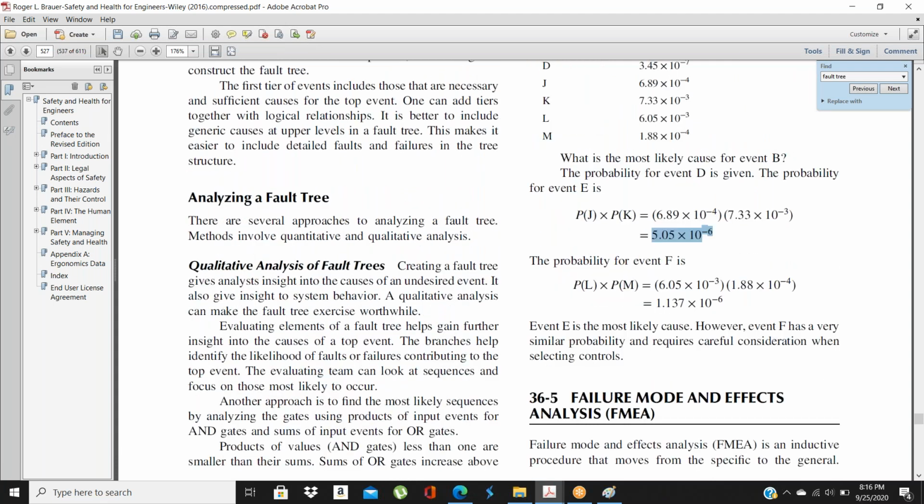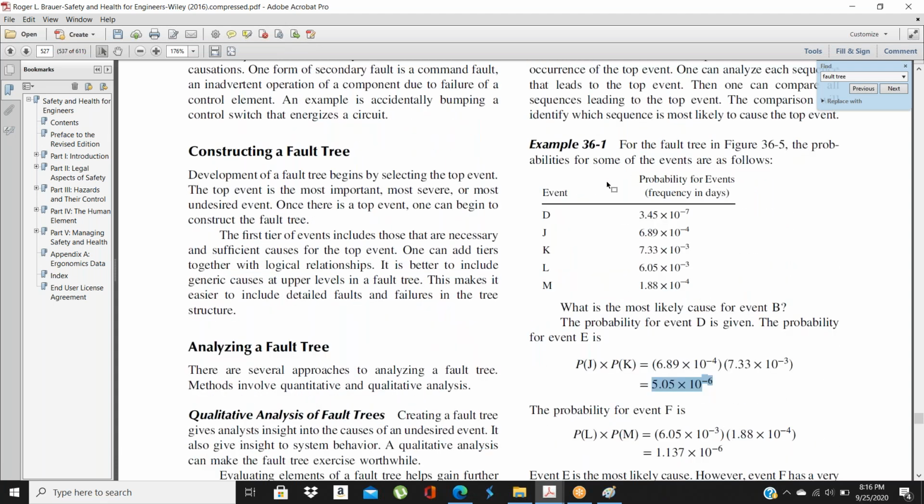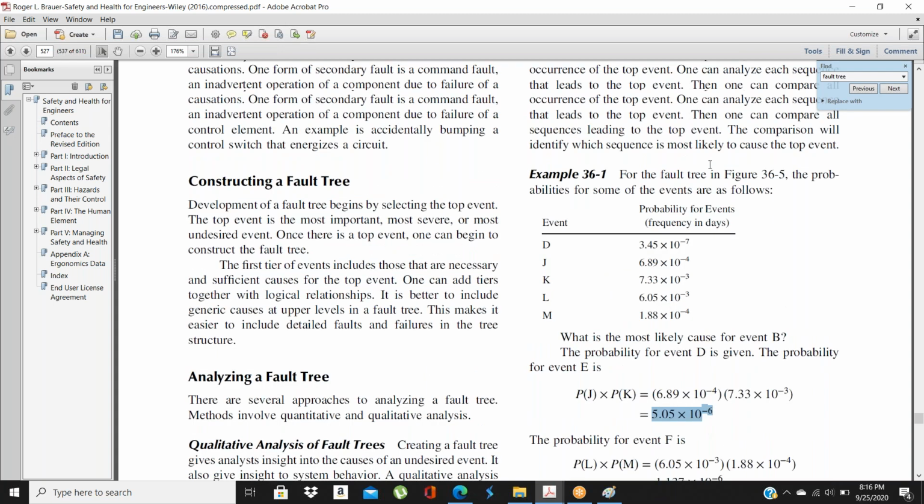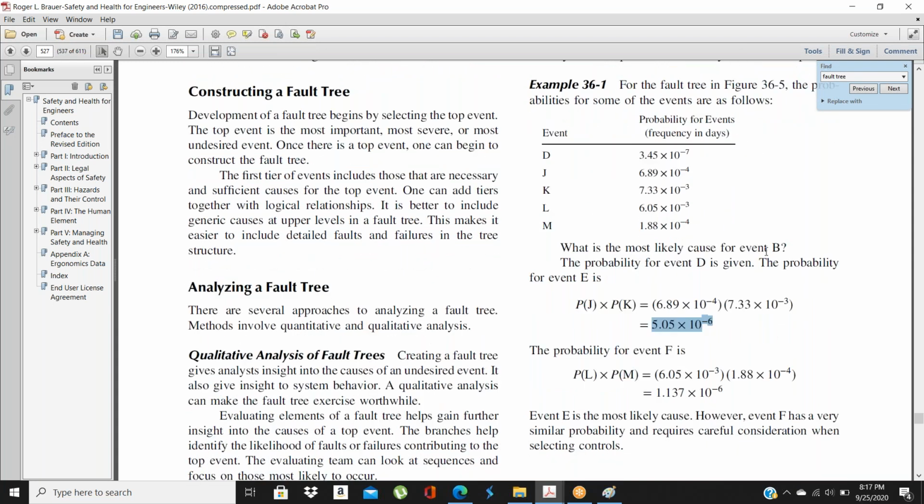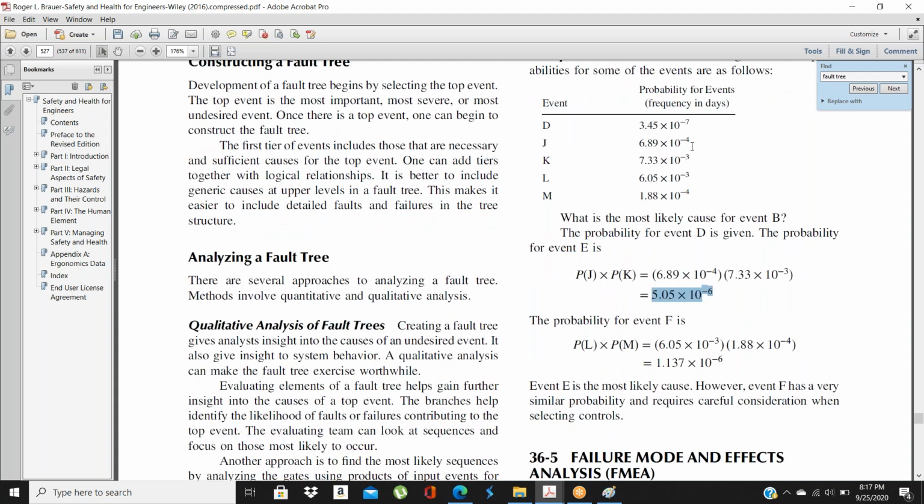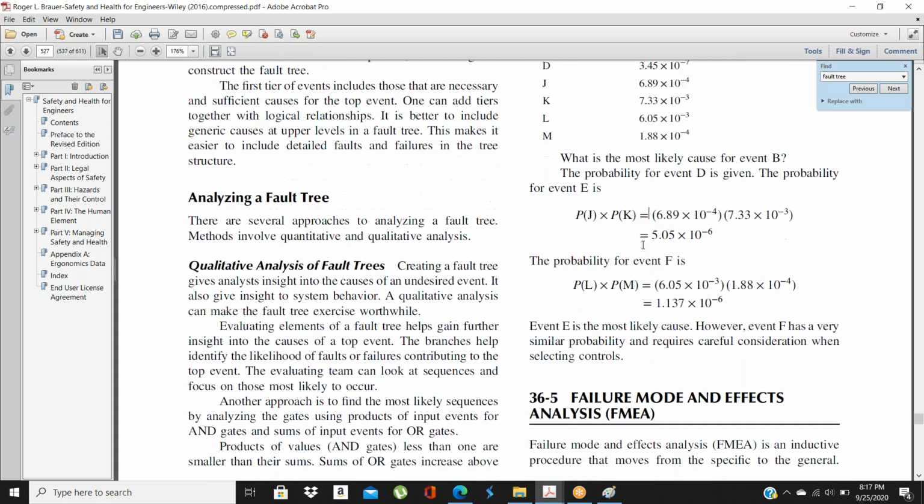What does the example say? For the fault T in figure 3.5, the probability for some of the... okay, this is not the example. Here: what is the most likely cause for the event? This is the type of question they will give you: what is the most likely and what is the less likely? If they are asking for the less likely cause, then it should be D. But for the most likely cause, then it should be this cut set.